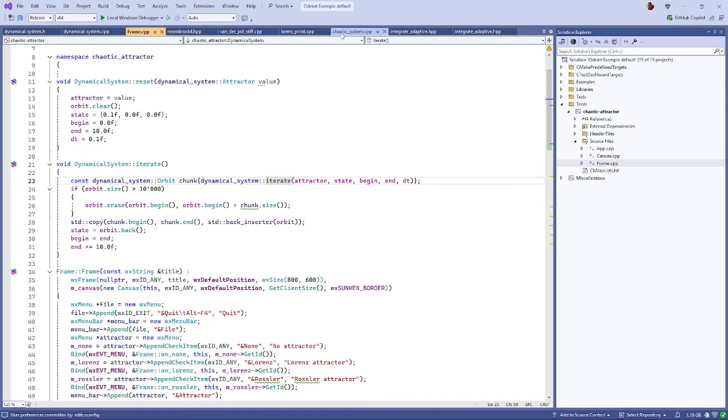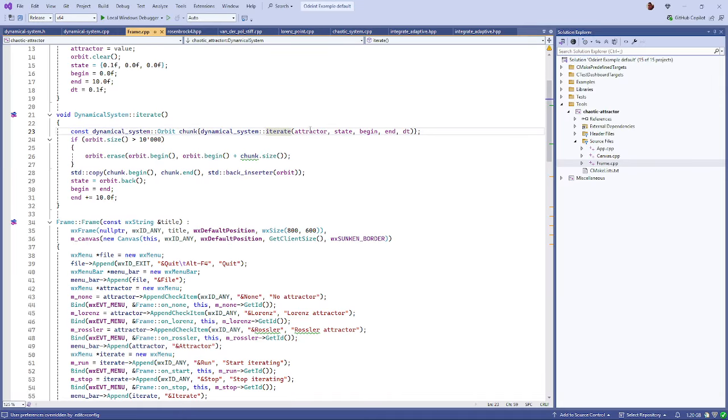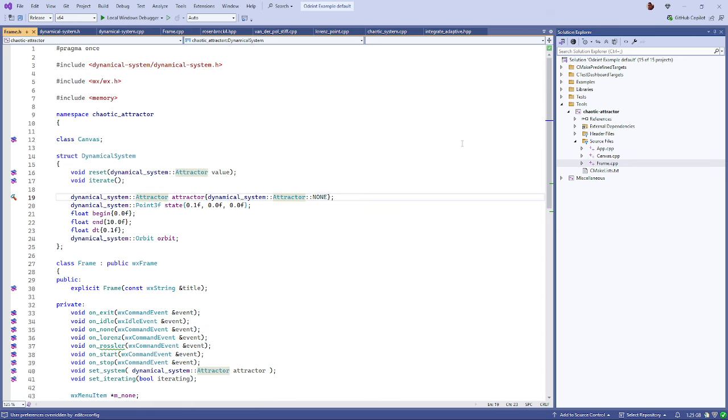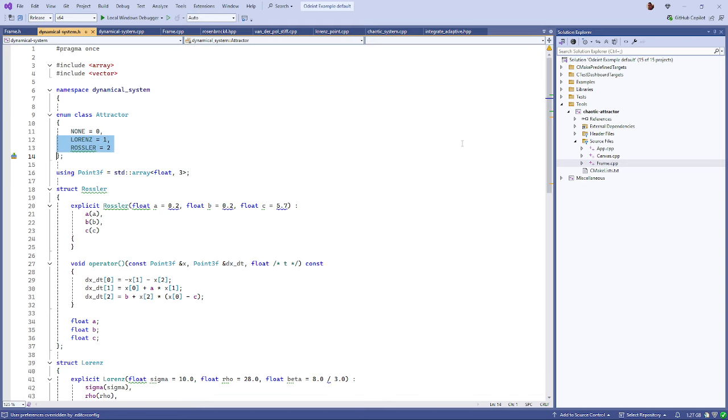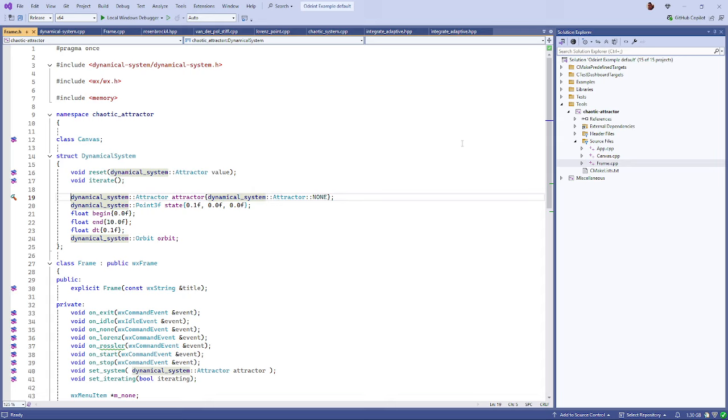And this function is called, based on whatever attractor I'm using. This is just an enum. If we go into here, this is just an enum that says what particular system I'm integrating. And so what I'm going to do in my little iterate function here, so I've got a simple struct that's got which system I'm iterating, the current state of the system, my begin and end and delta t time values, and some vector of points that represents an orbit.